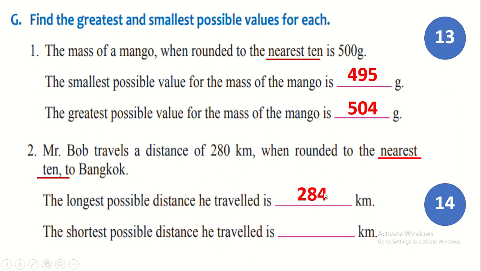Okay, students? The shortest possible distance is 275. 275, if you round this to the nearest 10 is 280. Shortest 275, then 284. This is the longest. Correct, students?